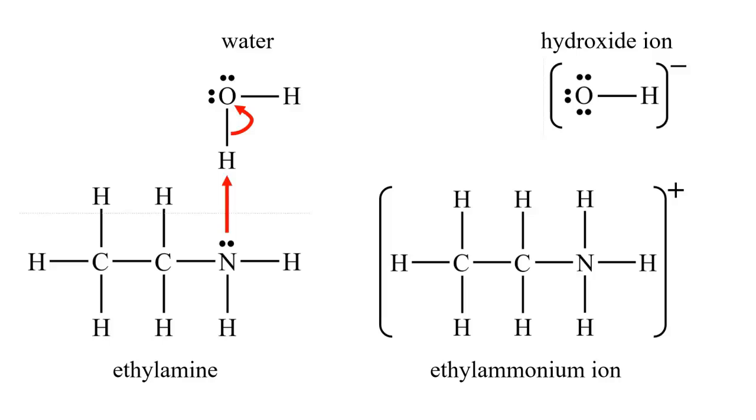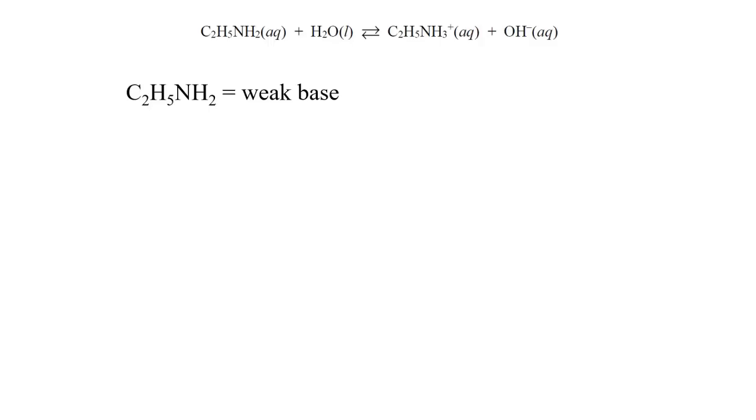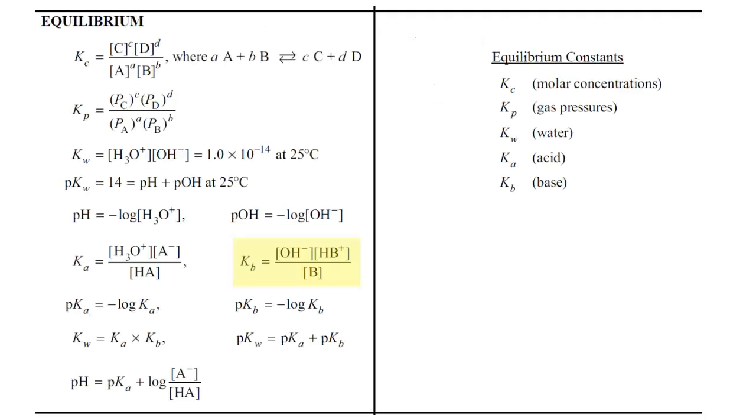So in this buffer system, ethylamine is the weak base, and the ethylammonium ion is the weak acid. So ethylamine, C2H5NH2, is the weak base, and the ethylammonium ion, C2H5NH3+, is the conjugate acid. Now on the equation sheet, you can see I've highlighted the Kb expression. So what exactly does that capital B represent?